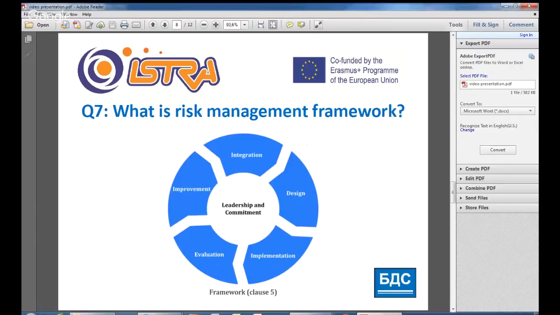Let's go to question number 7. What is risk management framework? Again, we use a figure from the 2018 standard to describe the risk management framework.